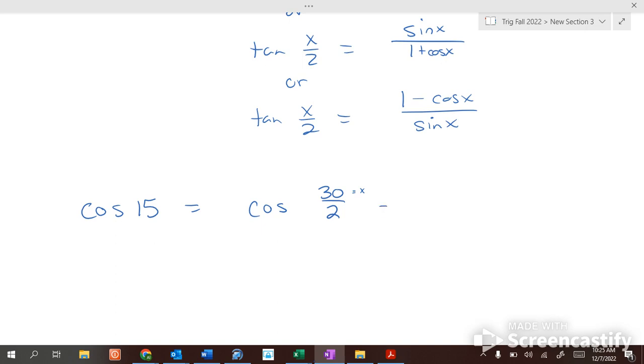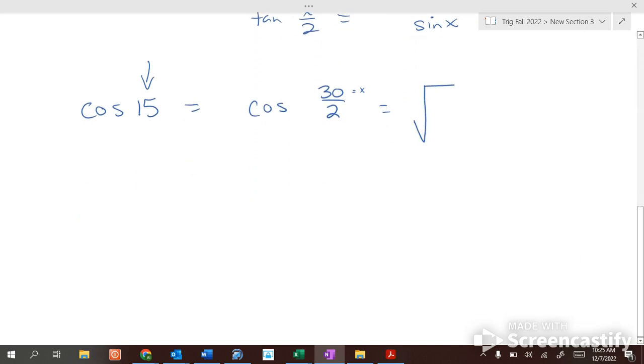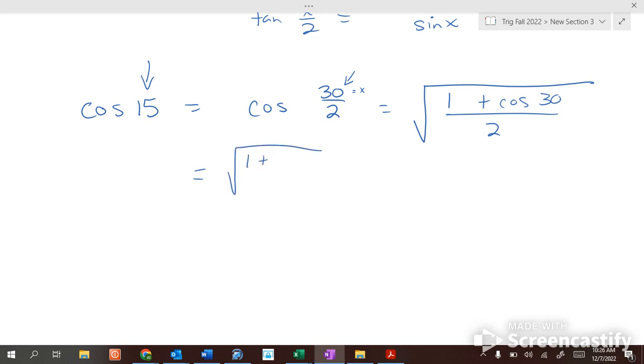So, what quadrant is the cosine of 15 in? Quadrant 1. So, is the cosine going to be positive or negative in quadrant 1? Positive. Okay? The square root of 1 plus the cosine of 30 degrees over 2, because we use that number, not the 15. Well, what's the cosine of 30 degrees? Square root of 3 over 2. So we end up right there.